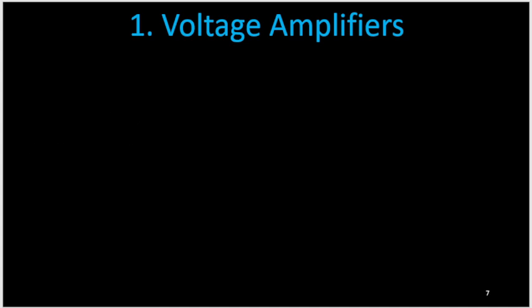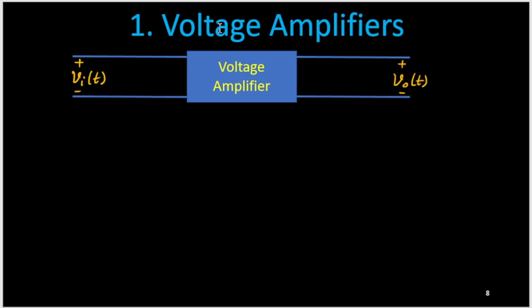For the voltage amplifier, this is one voltage amplifier. Its input is voltage Vi(t) and output could be Vo(t), and we can define its voltage gain as AV. This is the voltage gain, and it is defined by the output voltage Vo upon input voltage Vi. This ratio of Vo and Vi is called the voltage gain of this voltage amplifier.